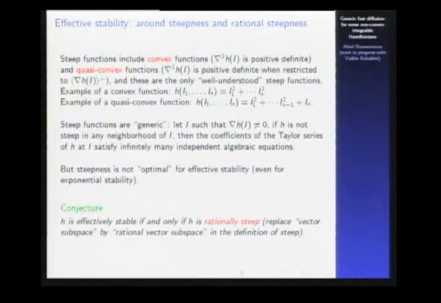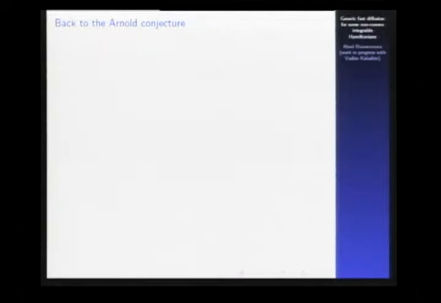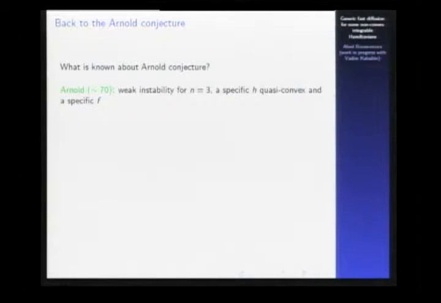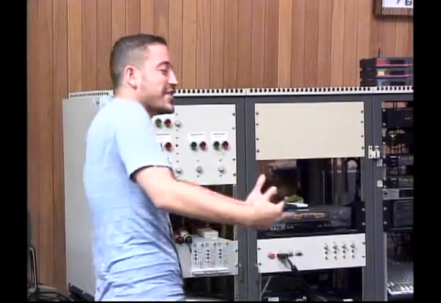Now let me come back to the conjecture of Arnold. What is known about this conjecture? First of all, it starts with Arnold. Sorry, there's a mistake. So what did Arnold prove? He proved the weak instability. If you remember, I said there was an instability in the sense of Arnold that says you can connect this kind of almost transitivity, and that was this weak instability.